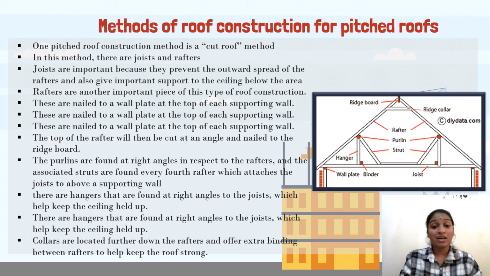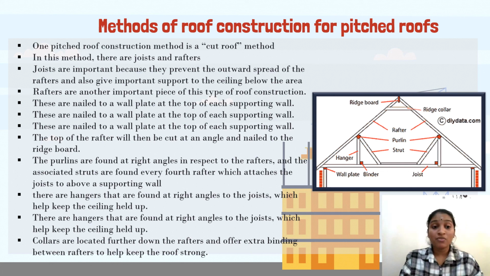In this method, there are joists and rafters. Joists are more important because they prevent the outward spread of the rafters and also give important support to the ceiling below the area. Rafters are another important piece of this type of roof construction. They are nailed to a wall plate at the top of each supporting wall. Their length is determined by the length of the wall plate to the ridge.